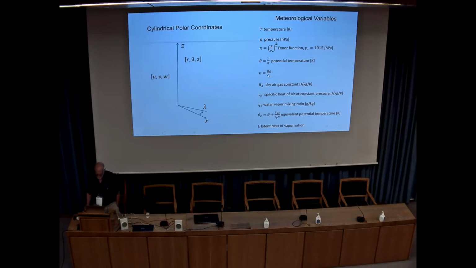What else? QV is the water vapor mixing ratio. Theta V is the virtual potential temperature. Theta E is the equivalent potential temperature. And just for the purposes of this lecture, you can think of it as the sum of potential temperature and this quantity here, which represents the release of latent heat. It's L times QV divided by Cp times pi, and L is the latent heat of vaporization.